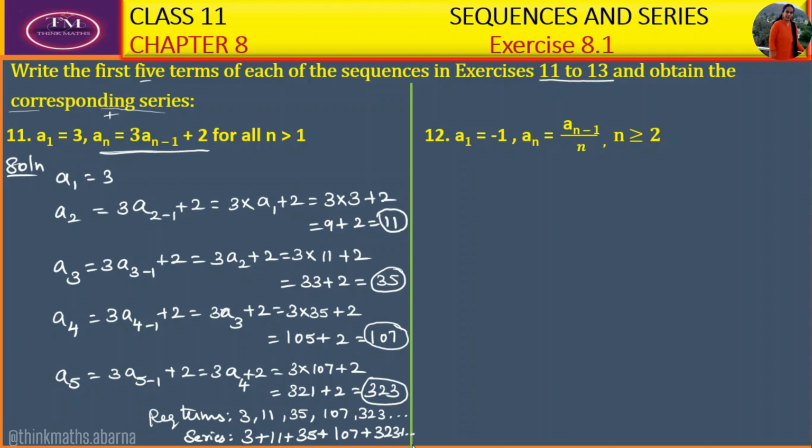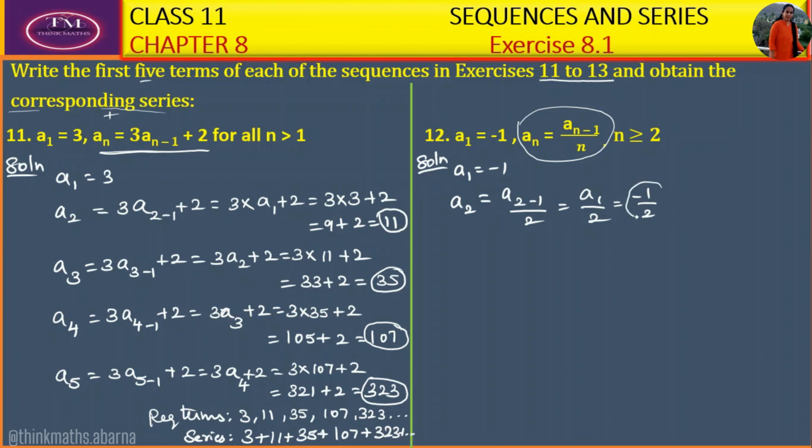Clear? The same way, we have to do the 12th problem. So here, what is given? a1 is equal to minus 1. Next, the general term is given: an is equal to an minus 1 divided by n. Here n is greater than or equal to 2, so we have to start n with 2. So a2 is equal to a2 minus 1 divided by 2. a2 minus 1 is a1, by 2. What is a1? Minus 1. So minus 1 by 2. This is a2.